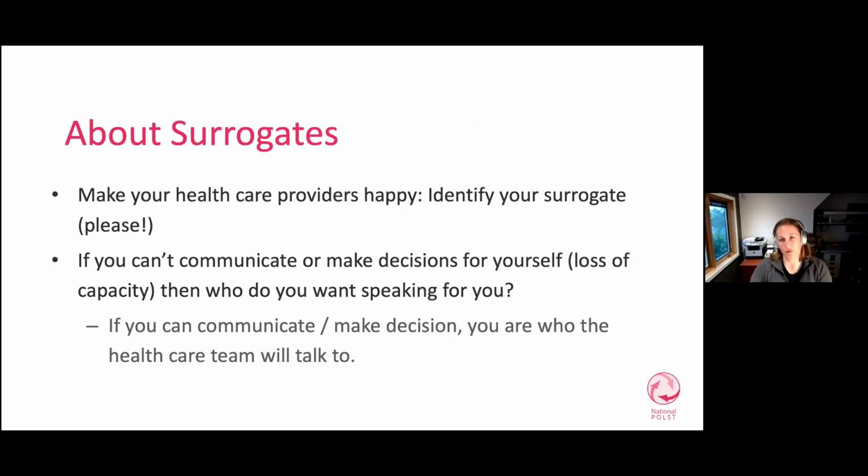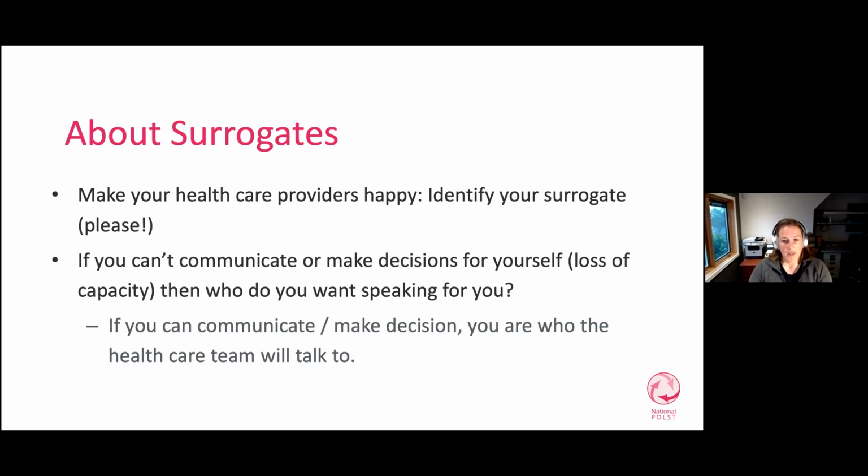If nothing else that you remember from today, please remember to make your healthcare provider happy and identify your surrogate. I even said please. More often than not, in an emergency, your healthcare provider won't know you at all. So it's really reassuring to see that you've identified who you want to speak for you, and it gives them a lot more confidence when they're talking to that individual. When you can't speak for yourself, this is a loss of capacity. So please take the time to figure out who you want speaking for you. It's a really big deal.